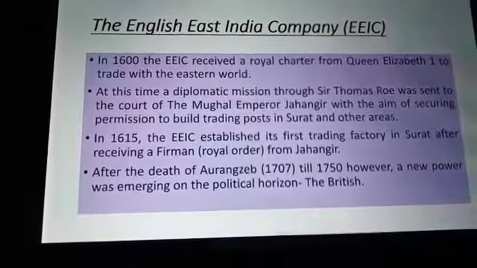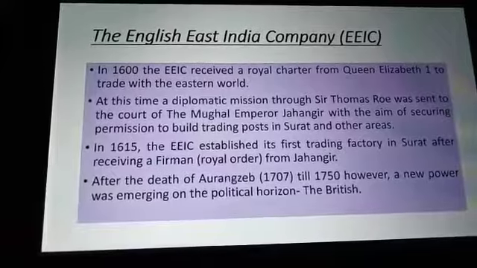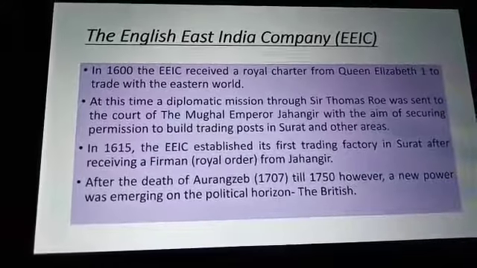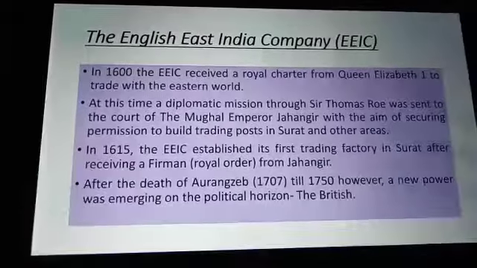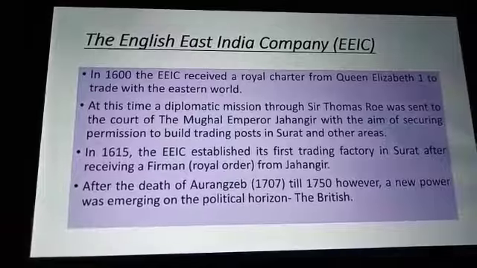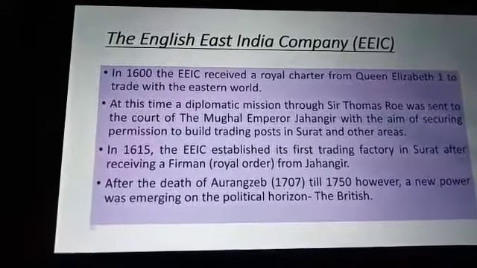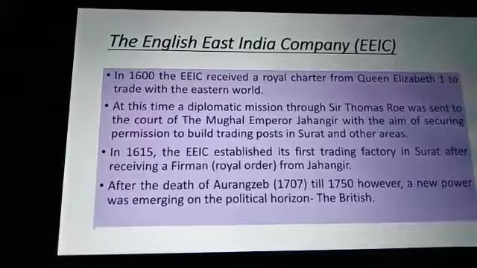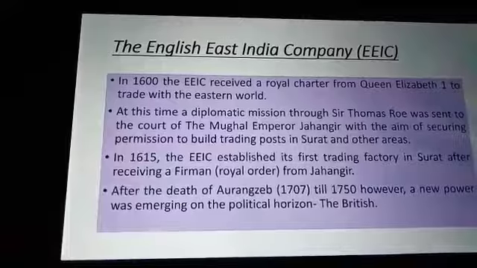In 1615, the EEIC established its first trading factory in Surat after receiving a firman, or a royal order, from Jahangir. After the death of Aurangzeb in 1707 till 1750, however, a new power was emerging on the political horizon, the British.